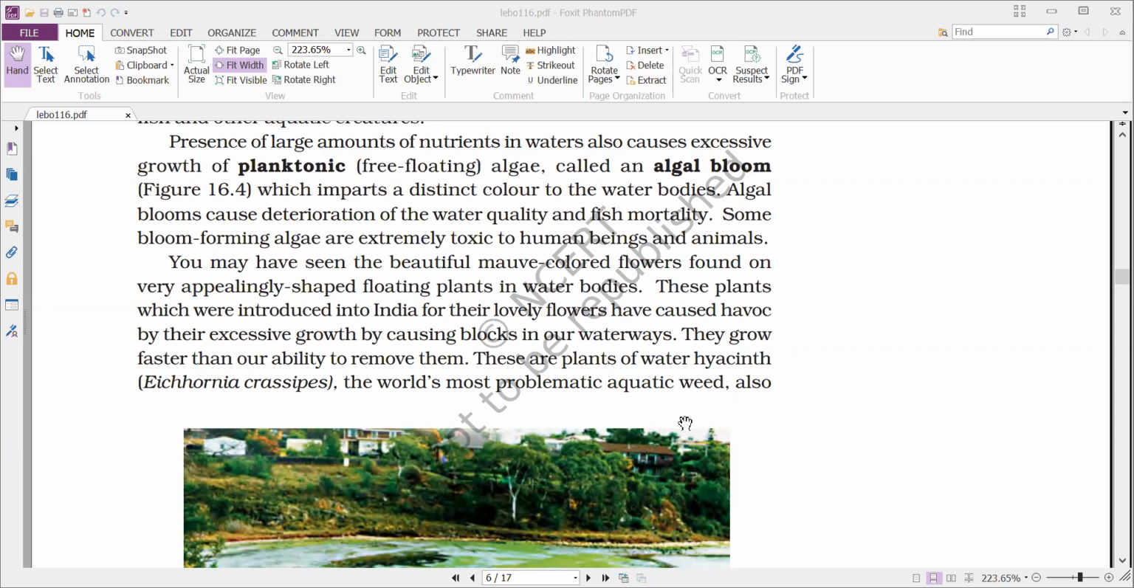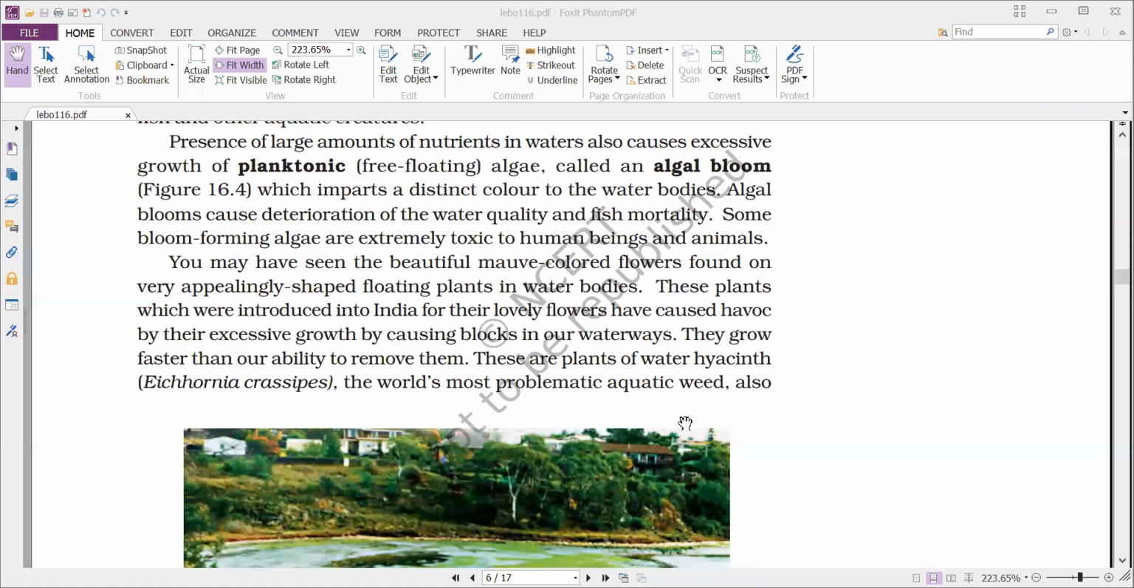And these plants, which were introduced in India for their lovely flowers, have caused havoc by their excessive growth, by causing blocks in our waterways. This plant, this water hyacinth or Eichhornia, is not a native of India. It was brought from some other country because of its beautiful flowers and leaves. For show purposes, it was introduced into Indian waters.